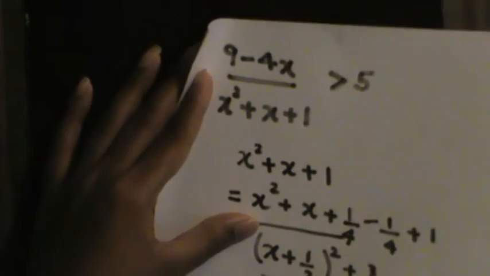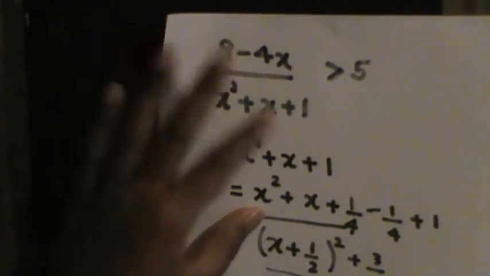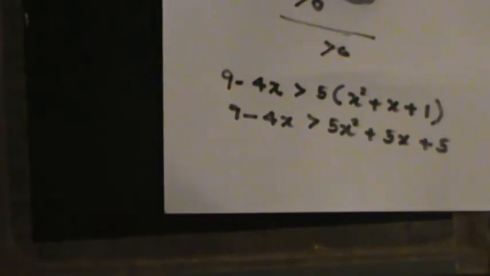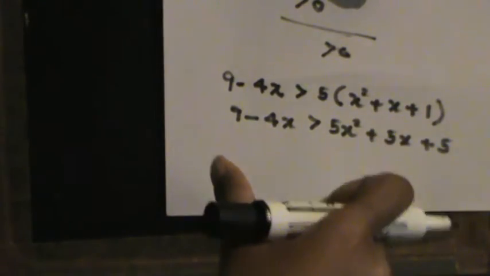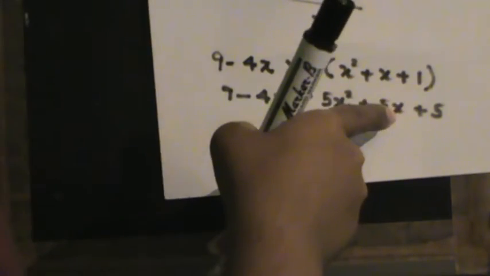Since x squared plus x plus 1 is greater than 0 for any value of x, we can cross multiply, because we don't need to consider both signs. So 9 minus 4x will be greater than 5 times (x squared plus x plus 1), which is 5x squared plus 5x plus 5. Now I'll take the 4x and the 9 to the other side to get a new quadratic inequality. Taking minus 4x across, it becomes plus 4x. Taking the 9 across, it becomes minus 9, and I'm left with 0 on this side.